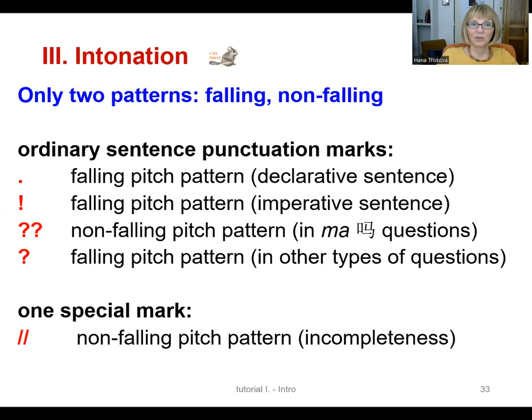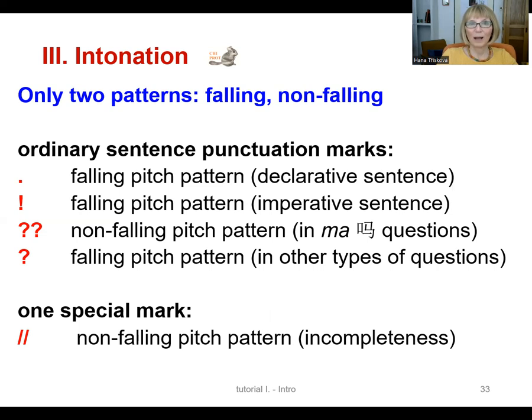And finally, intonation. CHIPROT adopts only two intonation patterns, falling and non-falling. We can get along with ordinary sentence punctuation marks to signalize them. Falling pitch pattern is characteristic for declarative sentences, so we have a period at the end of such sentences, and something similar applies for imperative sentences.